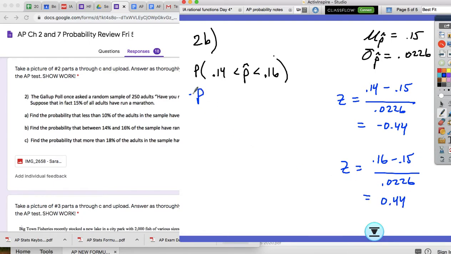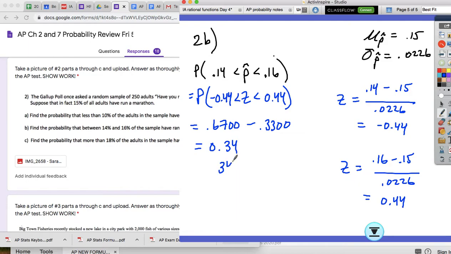So this is going to be equal to the probability that my z-score is between the smaller one, negative 0.44, and the larger one, positive 0.44. So I'm going to look up this larger z-score first on my chart. And when I do, I get 0.6700 minus, and then look up the smaller z-score on the chart, which is 0.3300. And you should make sure that you're able to look these up on the chart correctly. When you subtract them, you get 0.34, which is 34%.